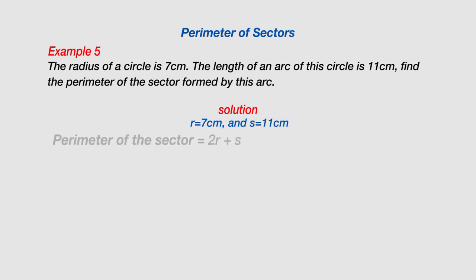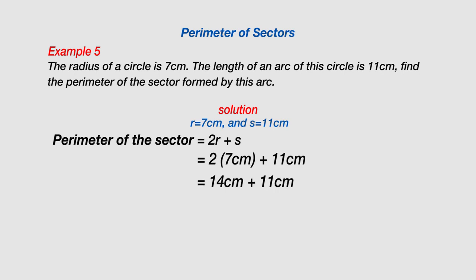Now the perimeter of the sector, we said, is 2r plus S. So we would have to multiply 2 by the radius, which is 7, plus 11, which is the length of the arc. That gives us 14 centimeters plus 11 centimeters, and we get 25 centimeters.